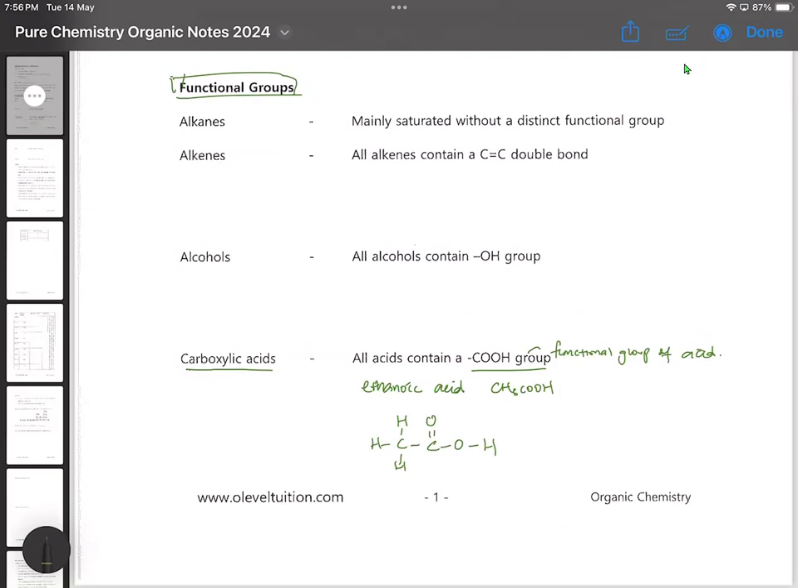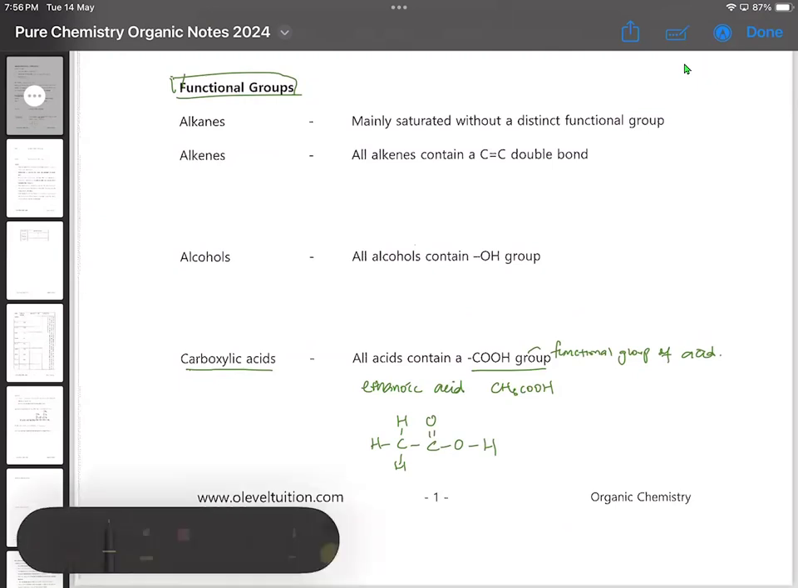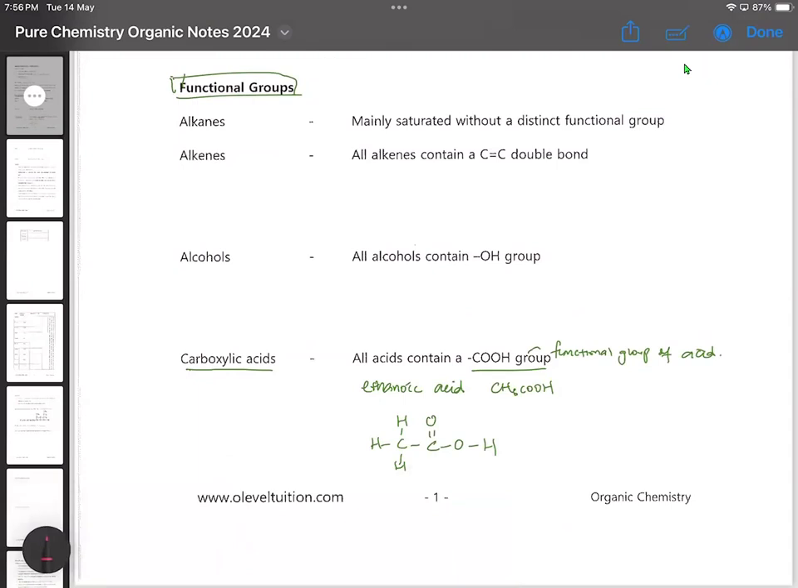This COOH group here, this is the one that we're talking about. This is the functional group of acids. So even for compounds that you have not seen before, as long as they contain this COOH group, it means that this particular substance is an acid. Straightforward. This whole cluster of atoms is called the functional group of acids.